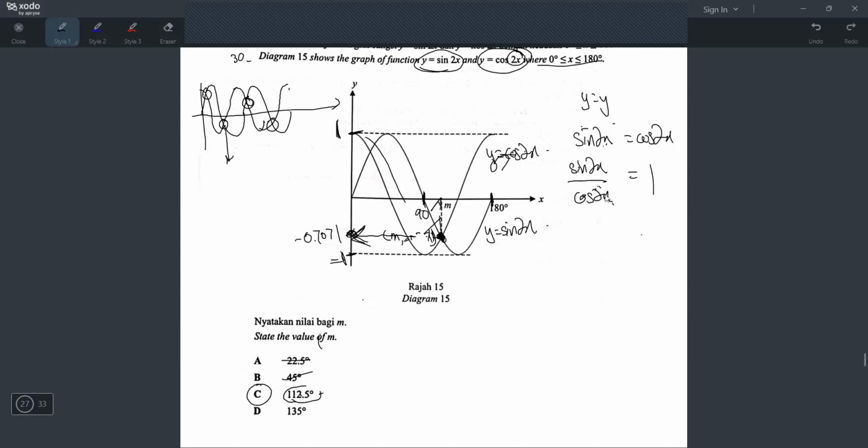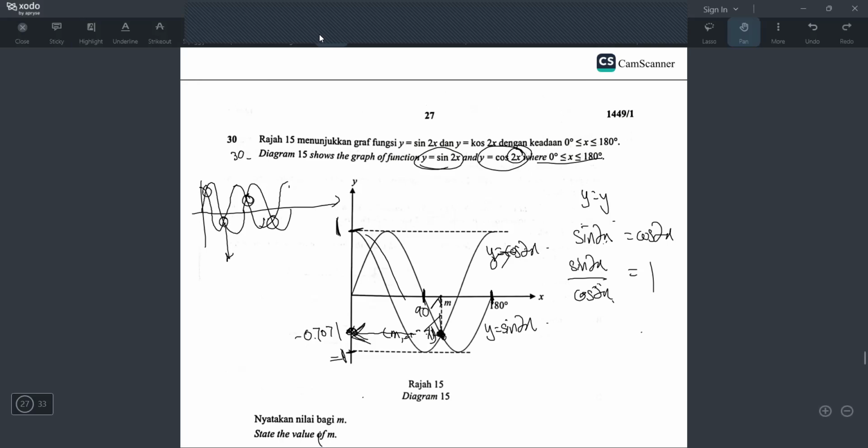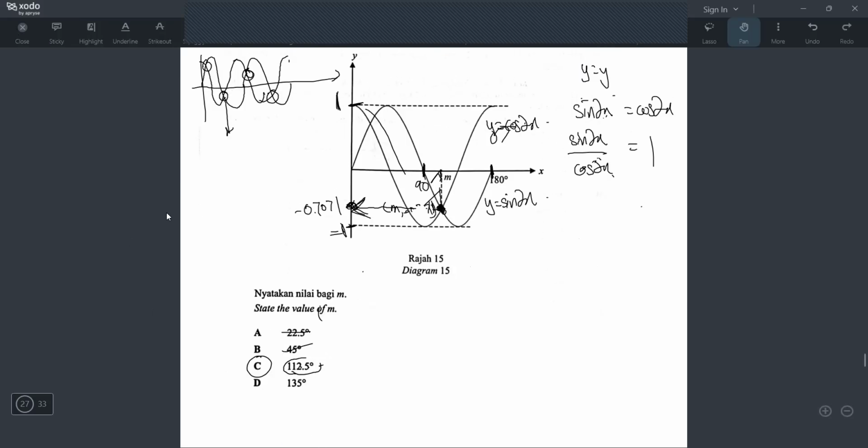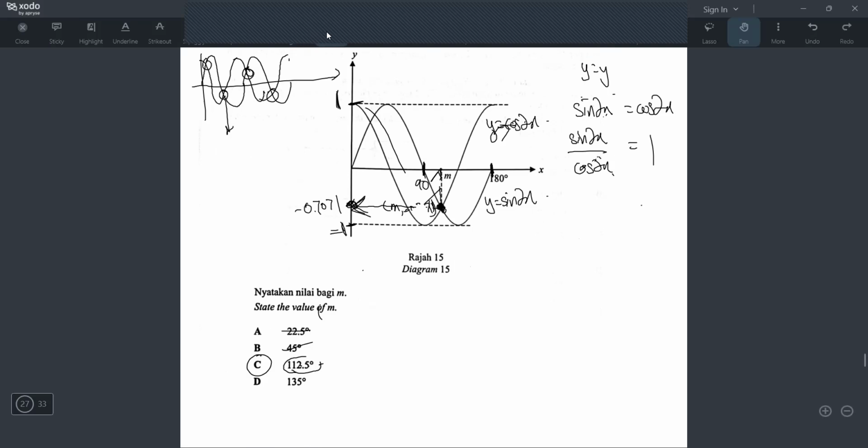And maybe you ask me, hey sir, why do you move the cos to here? Because I know sine over cos will give you tangent. Do you remember this formula you learned in Trigo? Sine over cos is actually tangent. That's why I move it to sine 2x over cos 2x, so that I can make it tangent 2x equals 1. And now I can solve for x. But first I have to press shift tangent 1 first, right? So when you press shift tangent 1, the calculator will give you 45, right?